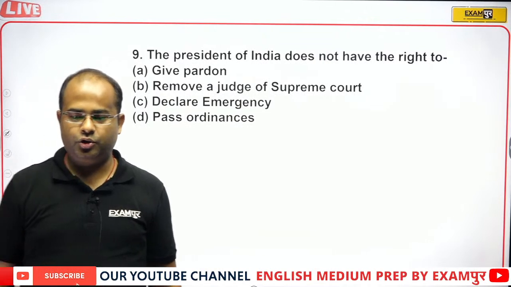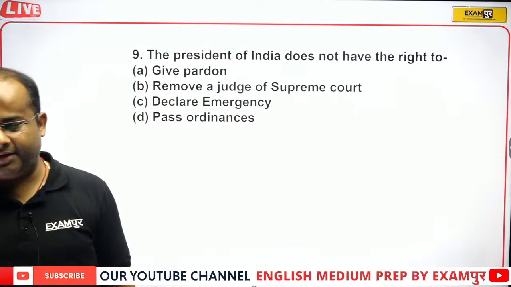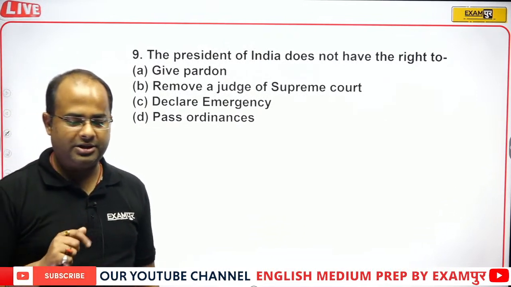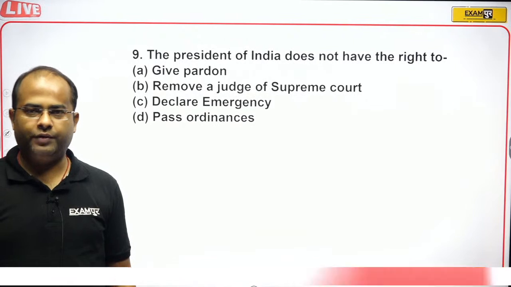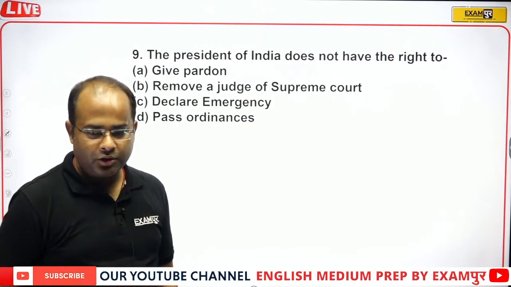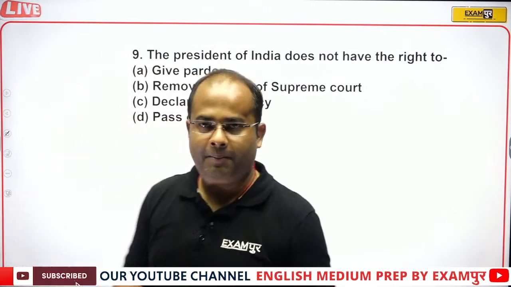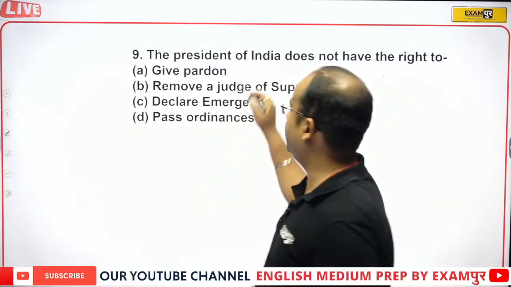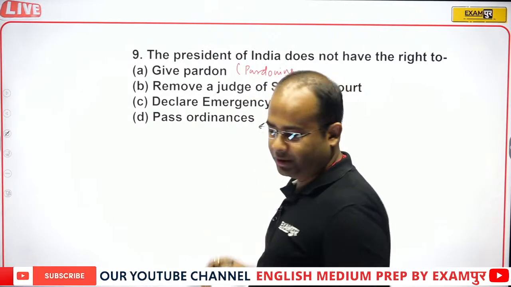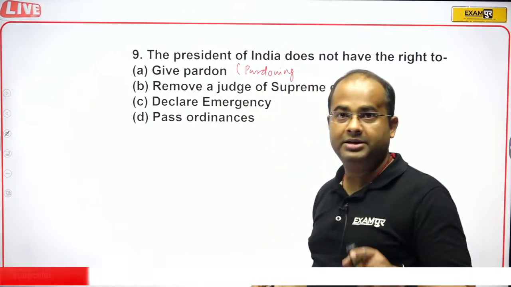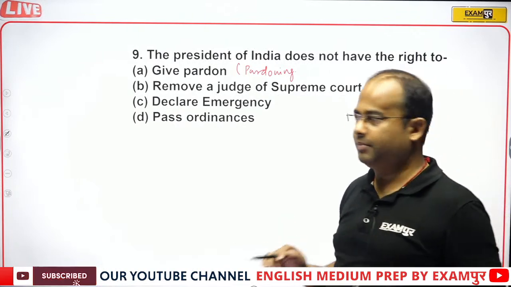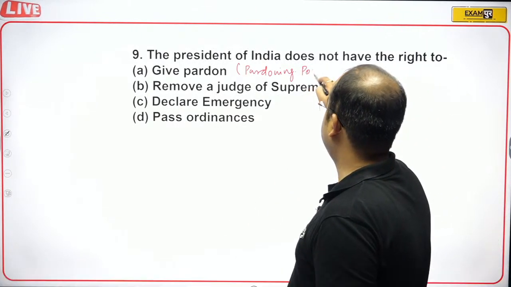Now my question to you is: the President of India does not have the right to give pardon, remove a judge from the Supreme Court, declare emergency or pass ordinance. Which power is not exercised by the President of India? The President can give pardon. The pardoning power of the President we are going to discuss today in the 10-minute show, which happens on a regular basis.